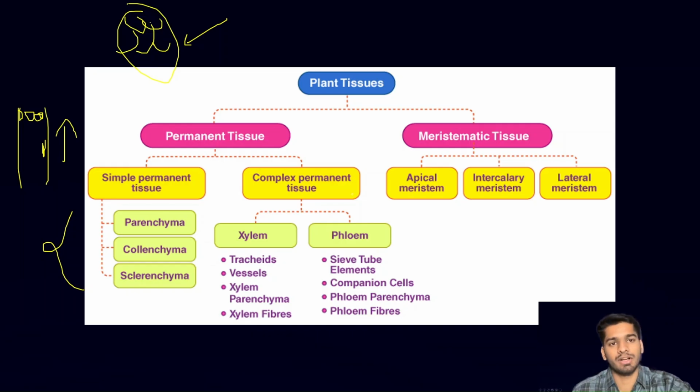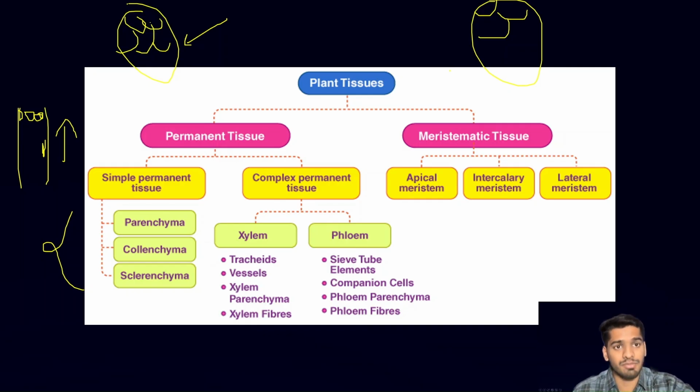Now, complex permanent tissue is nothing but a tissue which is made up of different types of cells. For example, I have a tissue. It contains different types of cells. So this type of tissue is known as complex permanent tissue. Now, there are two types of complex permanent tissue. They are your xylem and phloem. Now, we know that very well. The xylem is going to transport water and the phloem is going to transport the food.